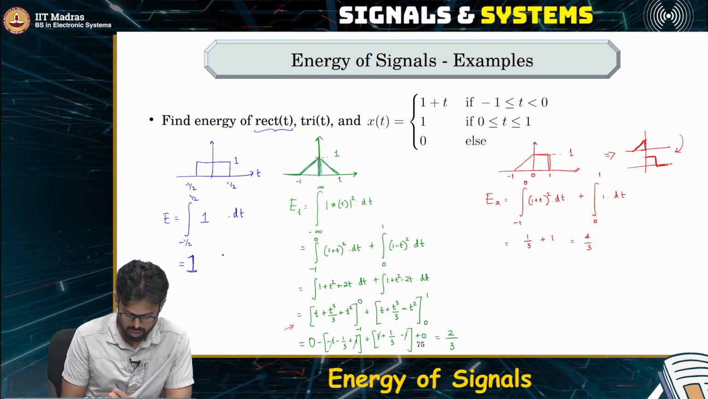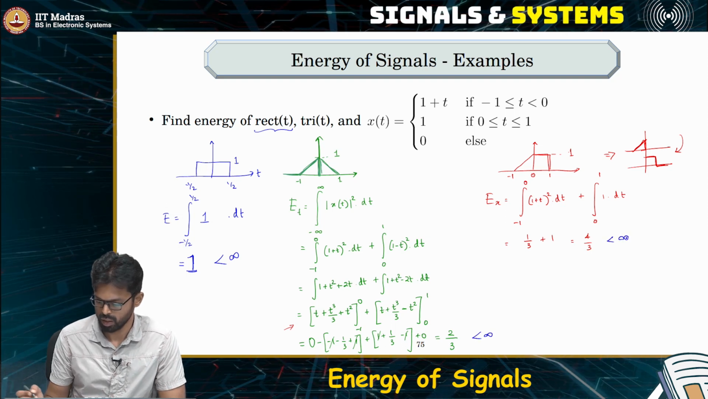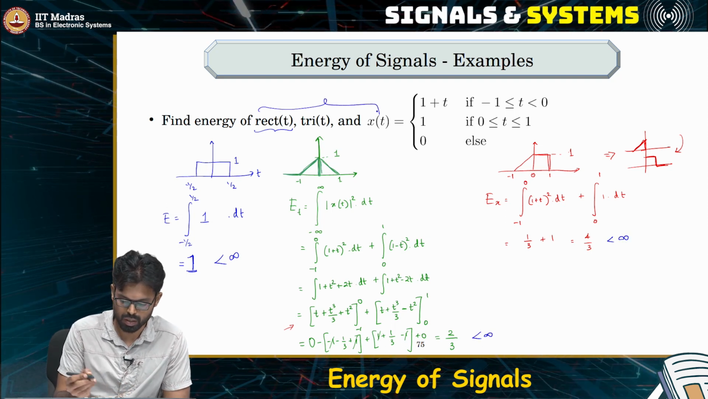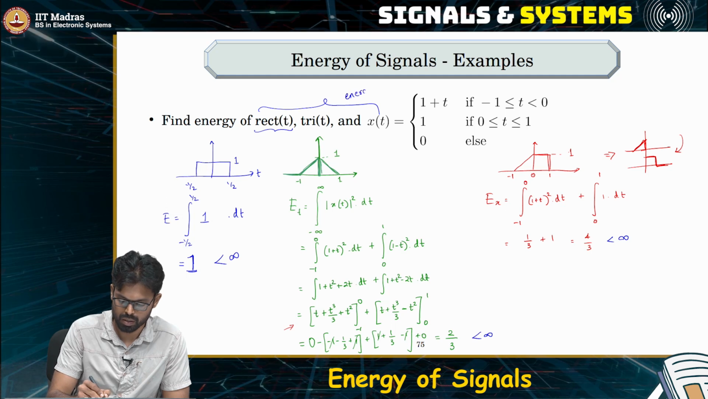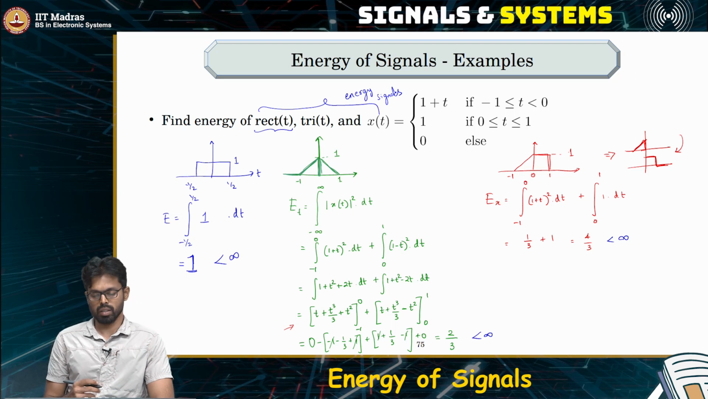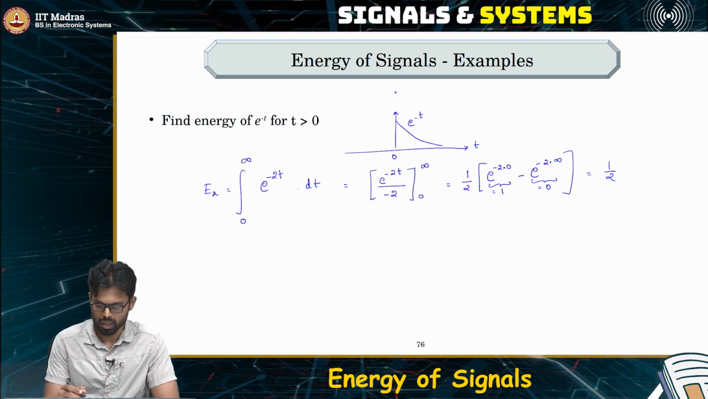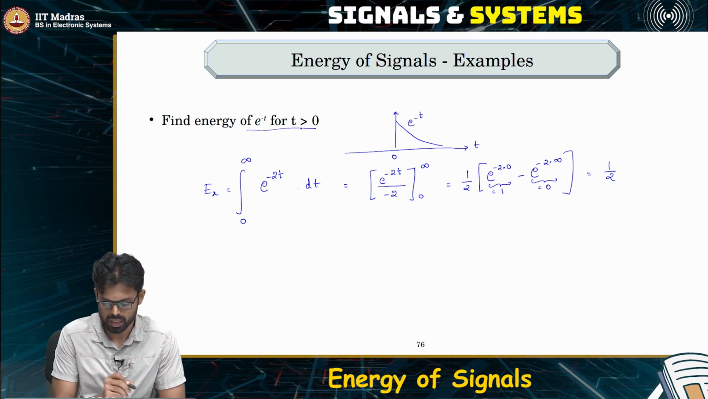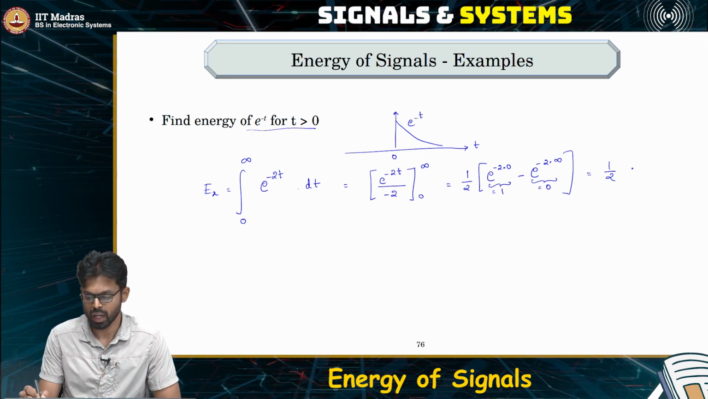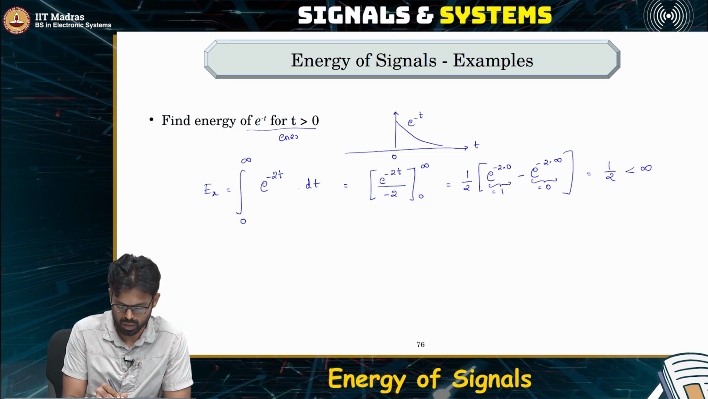So this is finite, this is finite, this is finite. So all these three signals are energy signals. So all finite length signals, or all signals which have finite time, they are all energy signals. So now here we have a signal which extends to infinity but still has finite energy, which makes this also an energy signal.